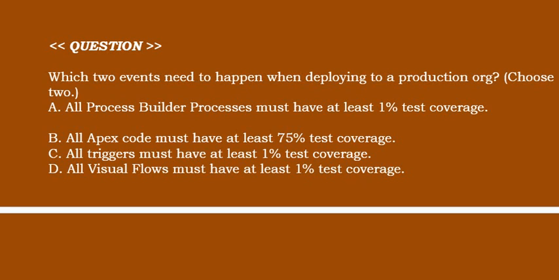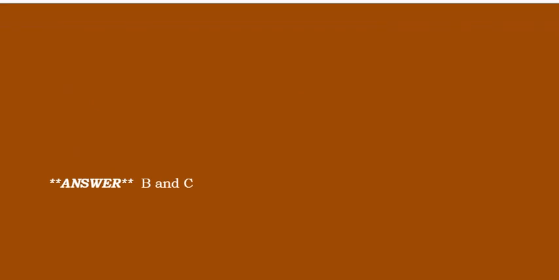Question is which two events need to happen when deploying to a production org? Choose two options. Option A. All process builder processes must have at least 1% test coverage. Option B. All Apex code must have at least 75% test coverage. Option C. All triggers must have at least 1% test coverage. Option D. All visual flows must have at least 1% test coverage. Correct answer is option B and option C.